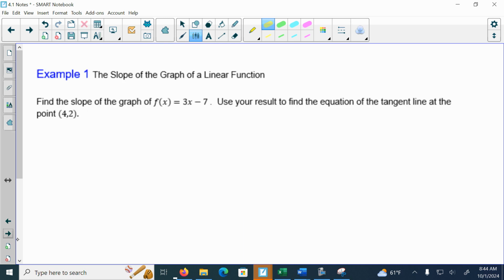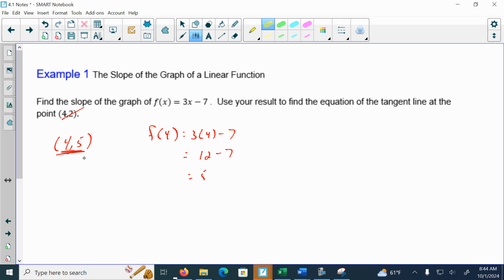It says find the slope of the graph of f of x equals 3x minus 7. Use your results to find the equation of the tangent line at the point 4, 2. And that's a typo. It should not be 4, 2. It should be 4, 5. Because if I put 4 into this equation, I would have 3 times 4 minus 7, which is 12 minus 7, which is 5. So that ordered pair should be 4, 5.